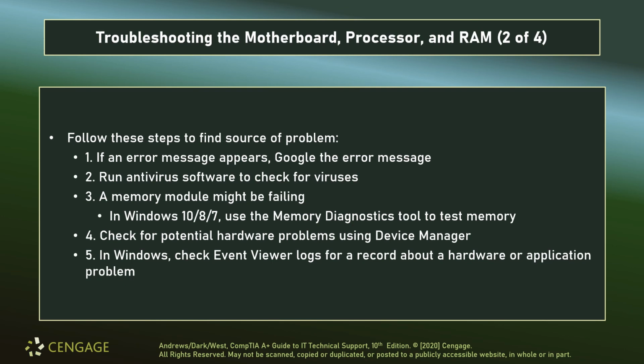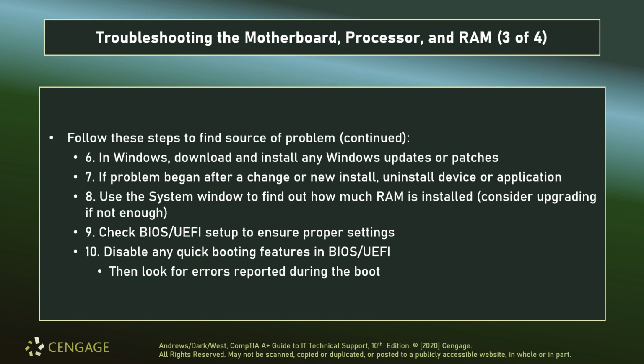Let's do a virus scan. Let's go ahead and do memory diagnostics if we have a system that supports it. Let's check Device Manager. Let's check Event Viewer. There's a lot of utilities inside Windows that can help us to identify potential problems. We can also check through Windows updates or patches, make sure there's not something new that is being missed, what we call a 0-day. If the problem began after a new change, let's go ahead and uninstall whatever that was or find a way to disable it.